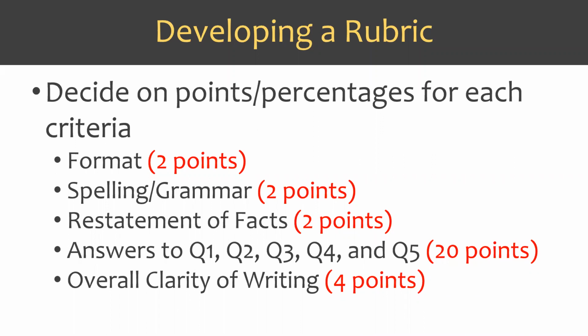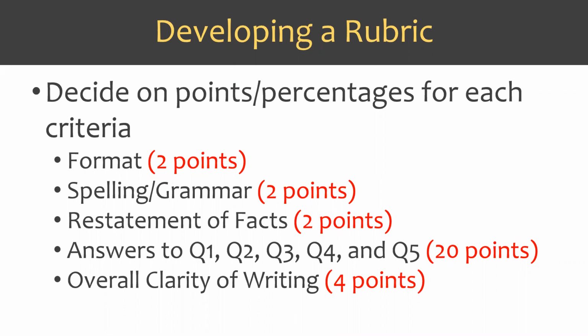And so I want the majority of the grade to be based on getting the correct answer by the students. So I decided that I'm going to have the answers to questions 1 through 5 be worth 20 points of their overall score. Then I'm going to assign 4 points to the clarity of their writing, and then 2 points each to format, spelling and grammar, and restatement of facts.